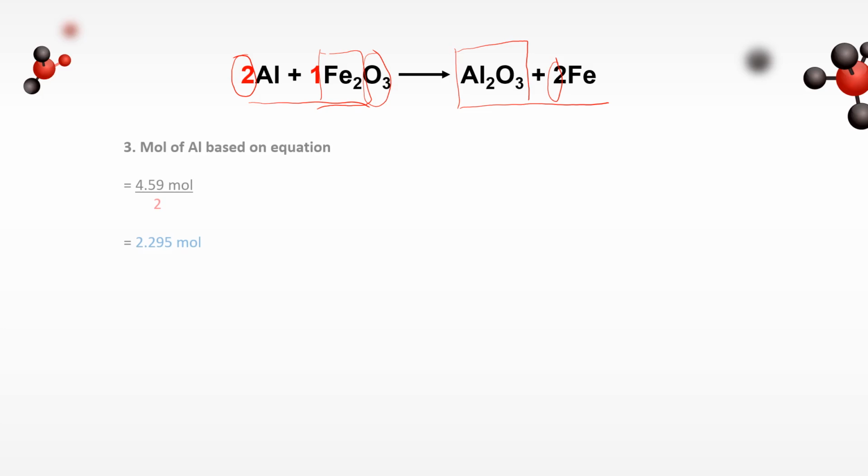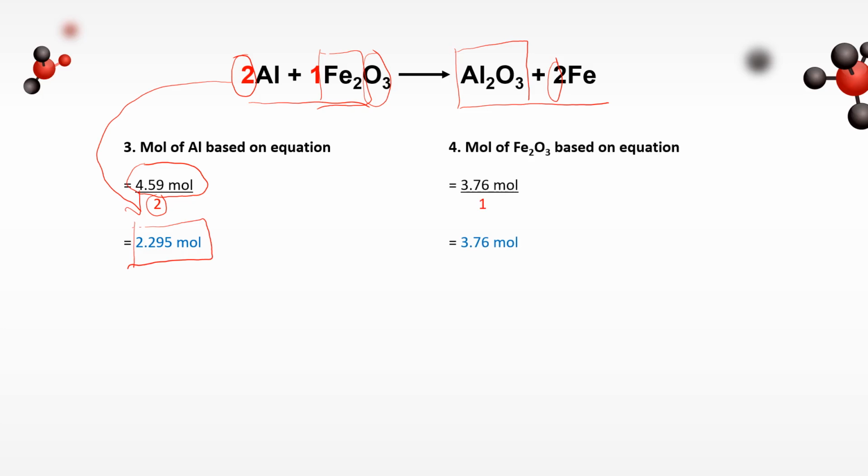What we need to do next is find the number of moles of aluminium based on the balanced chemical equation. This is the number of moles that we got earlier, 4.59 moles, and we have to divide by 2, the coefficient of aluminium. So the new number of moles of aluminium is 2.295 mole. Next, we find the number of moles of iron trioxide based on the balanced chemical equation. Here we have the mole from earlier, 3.76 mole, divided by 1, the coefficient for iron trioxide. So we also get the new number of moles, 3.76 mole.